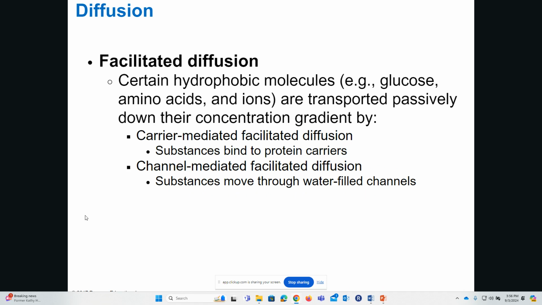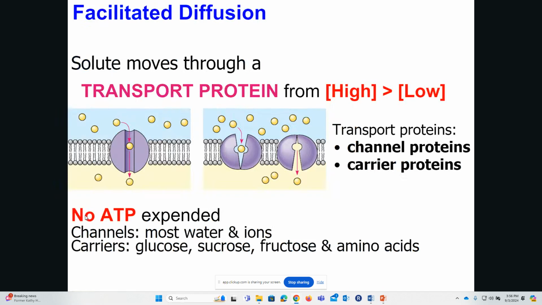It's still moving from a high concentration to a low concentration, but it's hard to get through the membrane by itself. So facilitated diffusion is when solute moves through a transport protein from high to low concentration using a channel or carrier protein. Still no ATP expended, and the channels usually move mostly water and ions, and the carriers are a little bit more specific, and they move things like glucose and sucrose and fructose and amino acids.